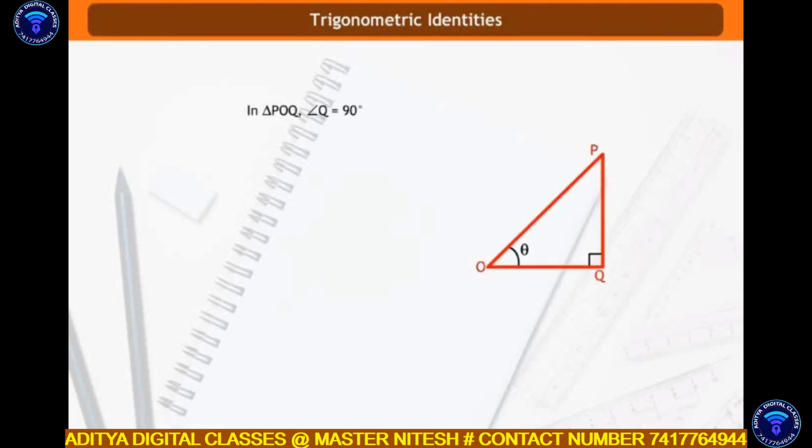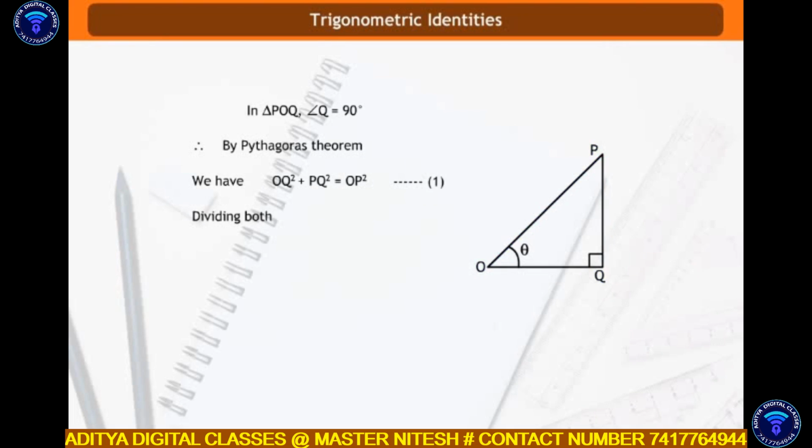Now in triangle POQ, angle Q is equal to 90 degrees. So by the Pythagoras theorem, we have OQ² + PQ² = OP². Let it be equation 1.